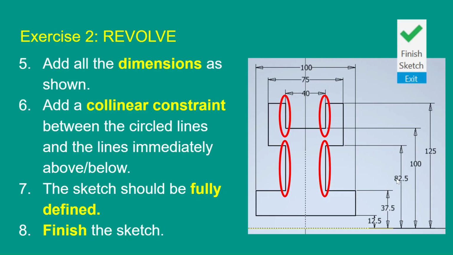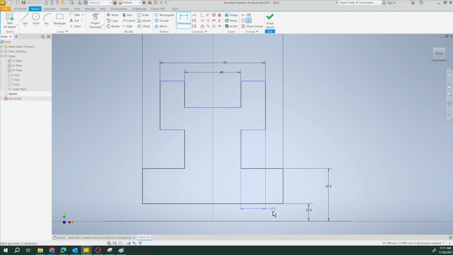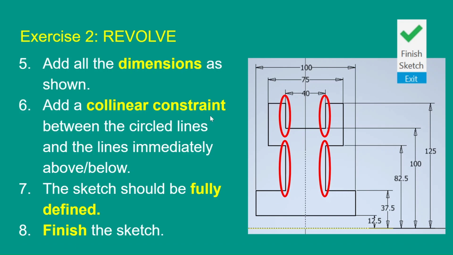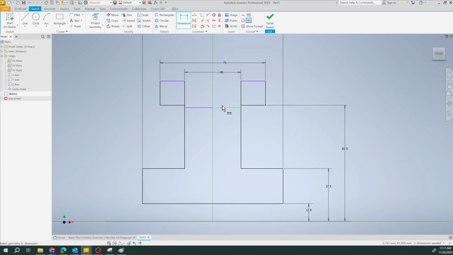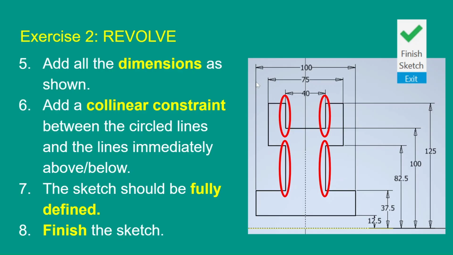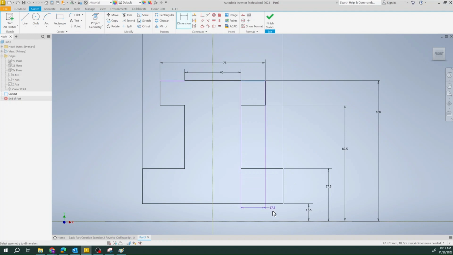My next line is 82.5. So I go to this horizontal line and I type 82.5. And I can see that my geometry got a little bit distorted. That's okay. So that was at 82.5. This one's 100. And you'll see things will fix themselves. And then the last one is 125.